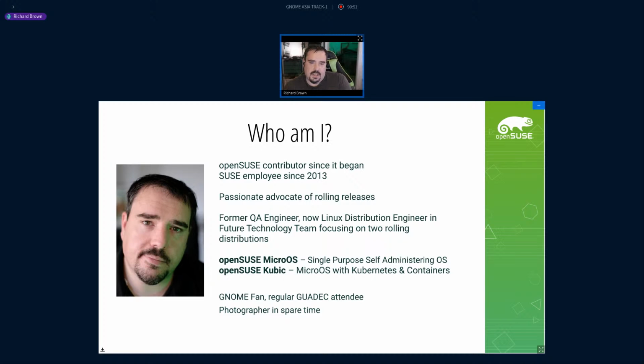So a little bit about me at work. I've been part of the openSUSE project since it began. I've been working for SUSE since 2013, so 7 years now. I'm really passionate when it comes to rolling releases. I think the old-fashioned way of releasing distributions as a regular release and then maintaining it for a bunch of years should die. It just doesn't make any sense to me anymore. So I'm really lucky to work on two rolling distributions as my day job: openSUSE MicroOS, which I'll explain a little more, and Cubic, which is basically a version of openSUSE MicroOS focused on all this Kubernetes and container stuff.